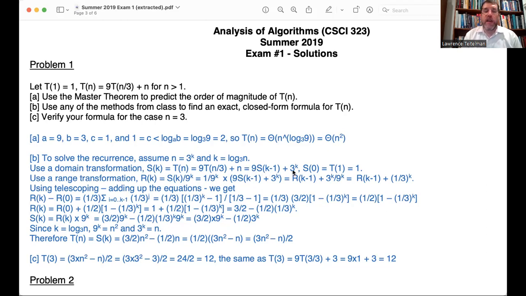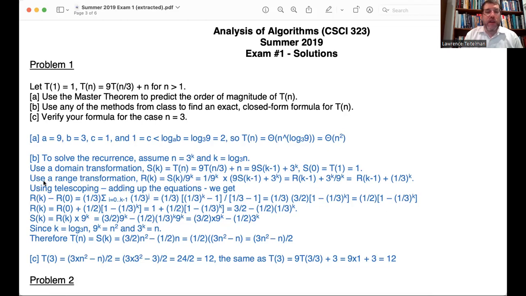Good. I also need to worry about my base case. So when n is 1, what is k? Go back to the n equals 3 to the k one line up. If I plug in n equals 1 and k equals 0, they match. So that's why s of 0 is equal to t of 1. If t of 1 is equal to 1 from my problem, then s of 0 is equal to 1. You got it. Great.